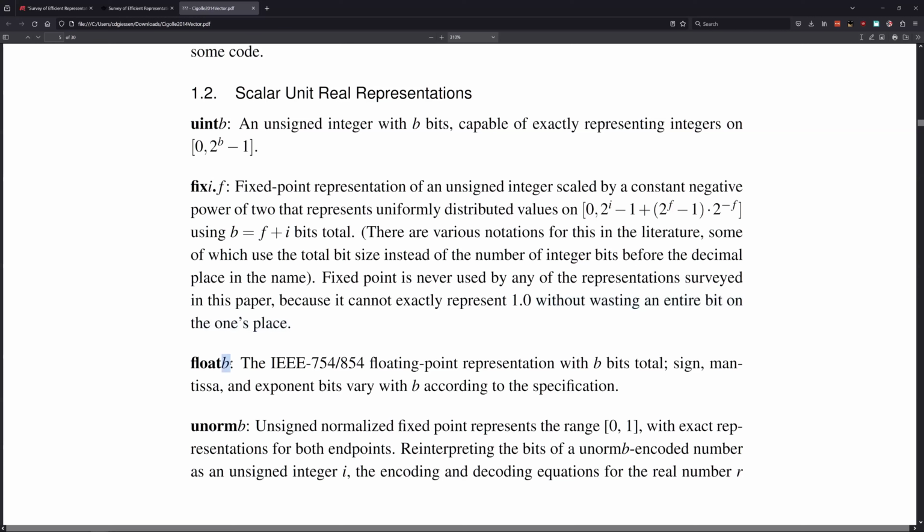Float b is floating point with b bits total, where float 32 and 64 are well known, but float 16 exists, and I think float 8 might exist, but I don't really know, and I can't imagine what you'd use float 8 for.